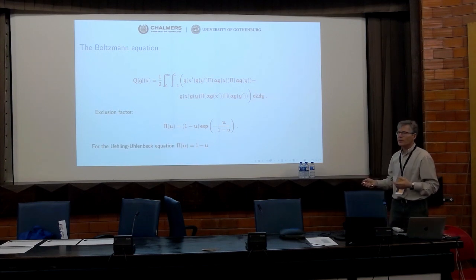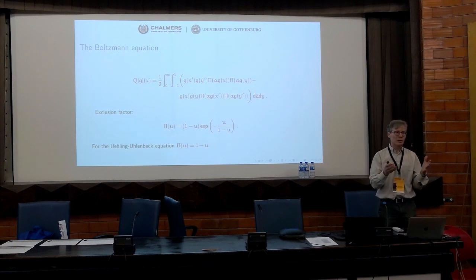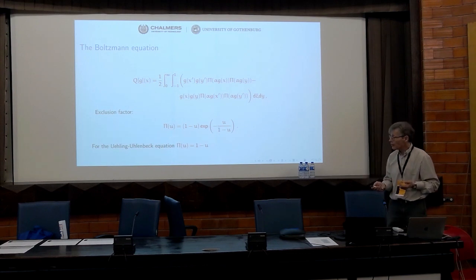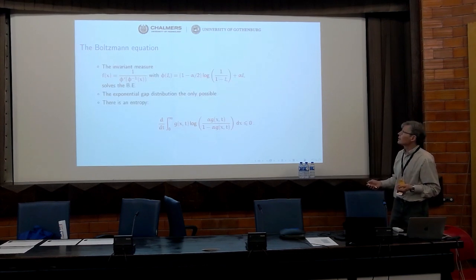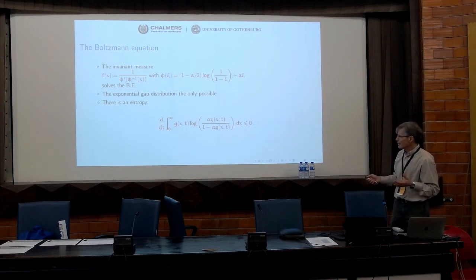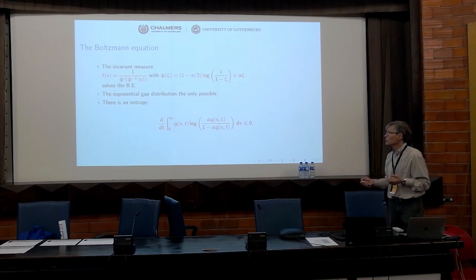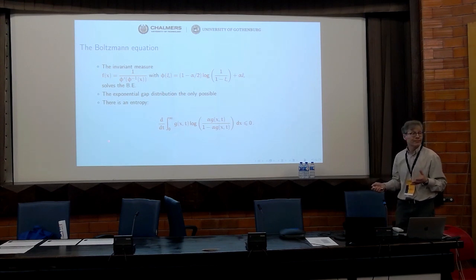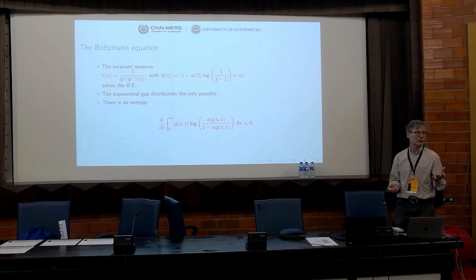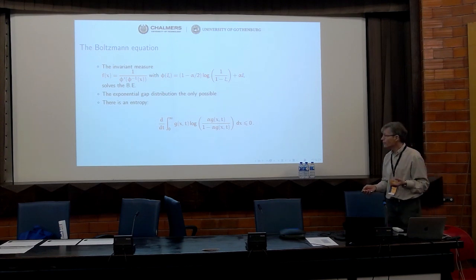And to compute this exactly, you have to know the distribution of gaps between particles, which is why you need the notion of detailed chaos to obtain this. But anyway, when you have this, you can check by direct calculation that this invariant measure really solves the Boltzmann equation. And you need this exponential gap distribution. And there is an entropy for this as well that looks somehow a little bit like the entropy for the Fermion Boltzmann equation.